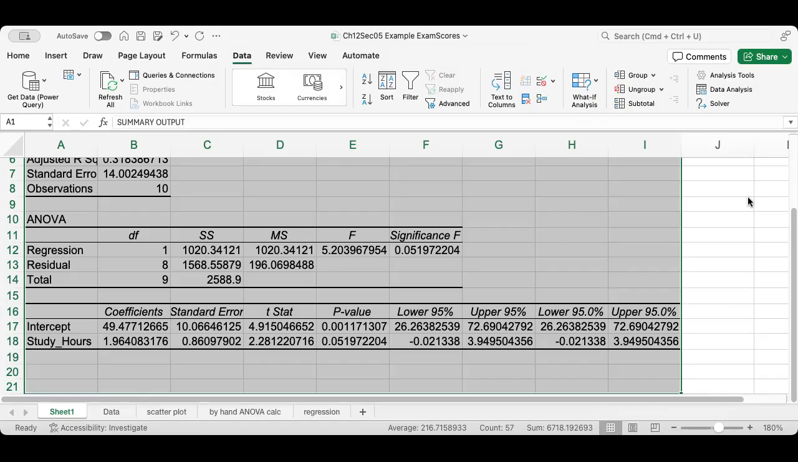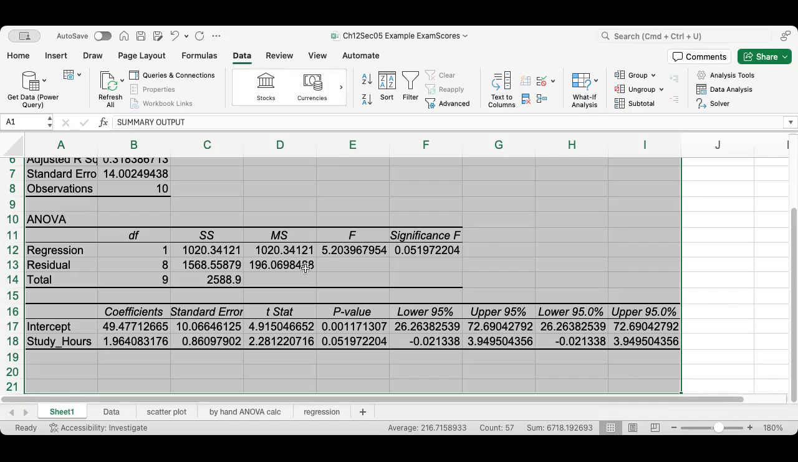Or I could do a one-tail test. I expect the slope to be positive. That would be my alternate hypothesis. So the null would be less than or equal to zero. Or the other way around, if I expected it to be negative. I think the more you study, the better that'll do your grades. So I would expect the slope to be positive. I could then do a one-tail t-test.